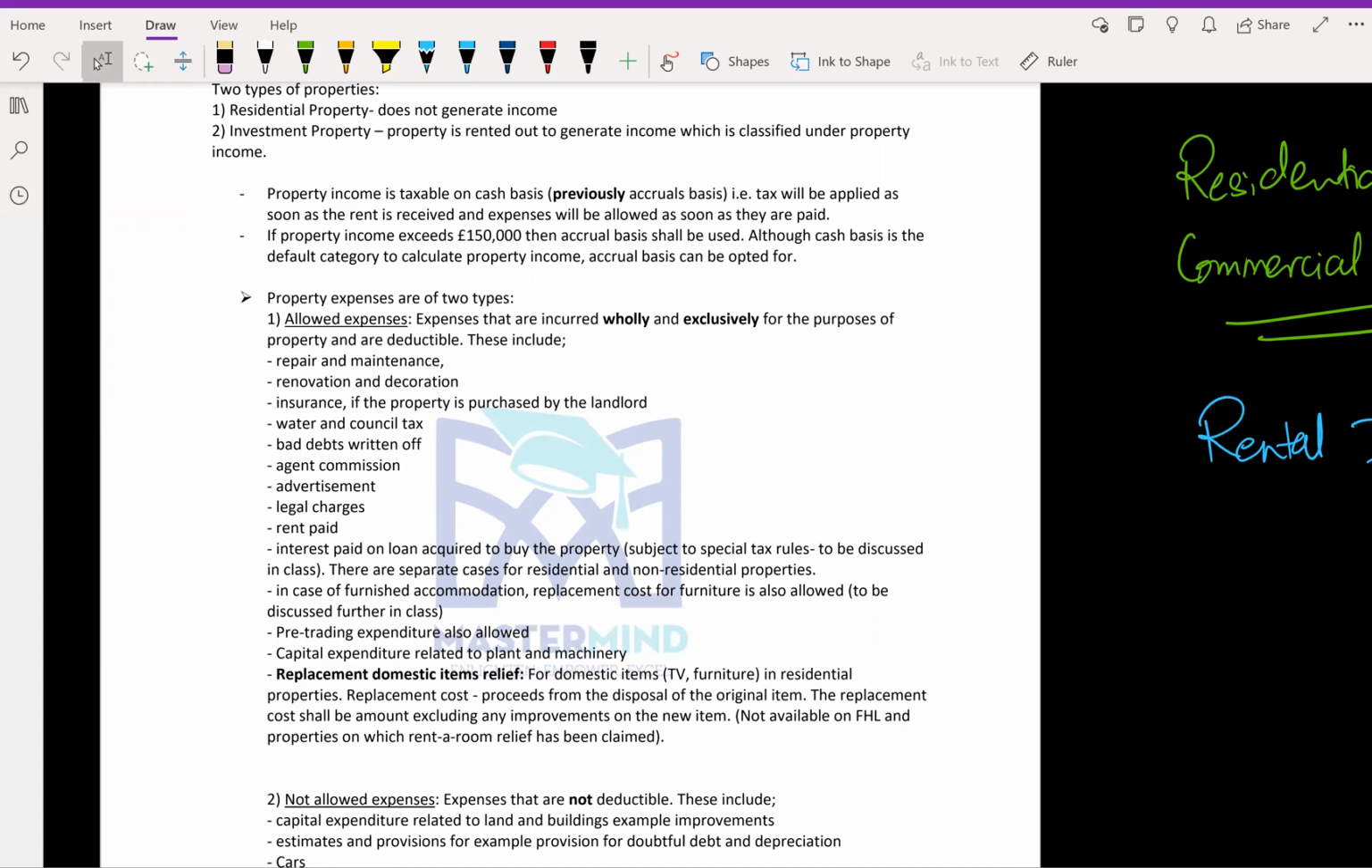Now, when it comes to property income, it is taxed on cash basis up till an annual rental income of 150,000 pounds. Do you have an option to tax it on accruals basis? Yes, you have an option. But the default basis is cash basis. As and when you cross 150,000 pounds in rental income per annum, you will have to switch to accruals basis. Now your income will be taxed on accruals basis. You understand?